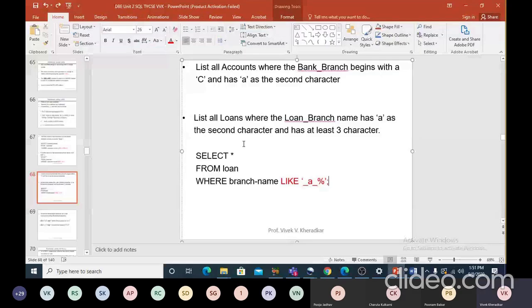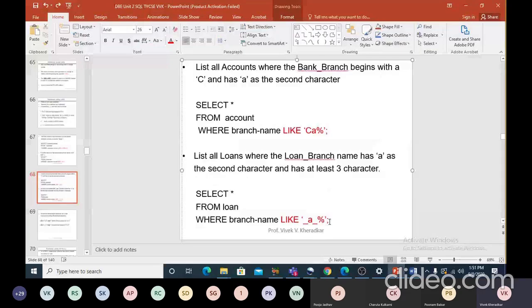So the answer of the second query is: select star from loan where branch name like underscore A underscore percentage. Are you getting the use of like? Like is very important, and it creates confusion for you.